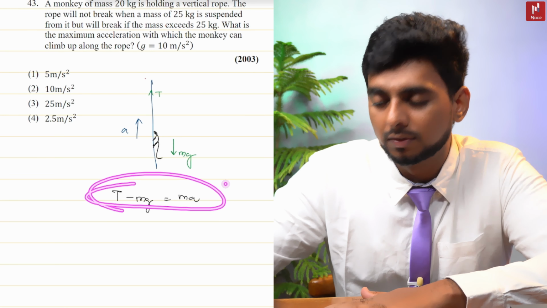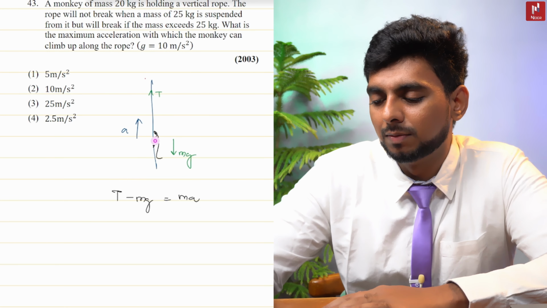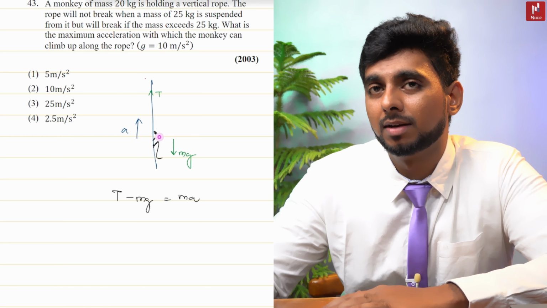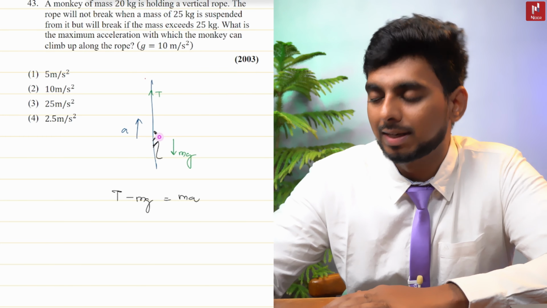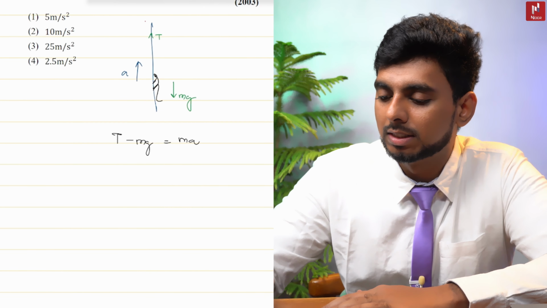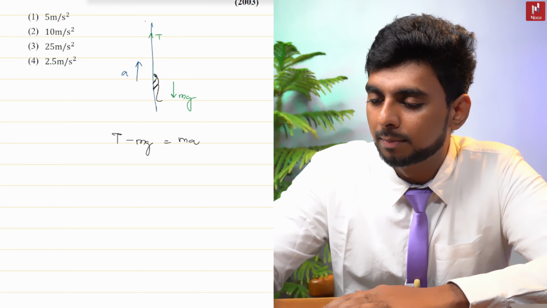So same as that of the lift sum, right? But here in this situation, the only thing is the monkey is climbing upwards, whereas the lift was moving upwards, right? So all the rest of the equation will just be the same thing. Just do the solving, you'll end up getting the answer.